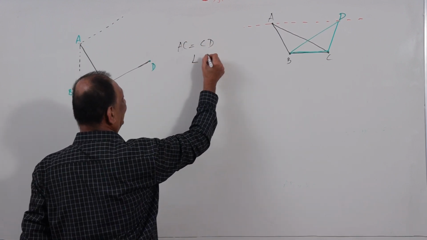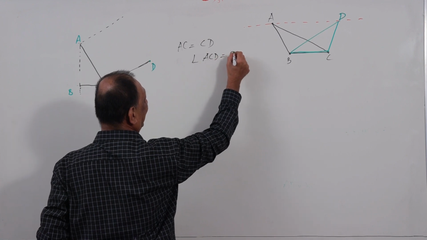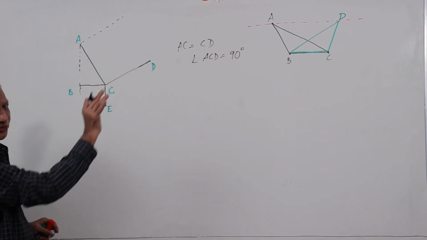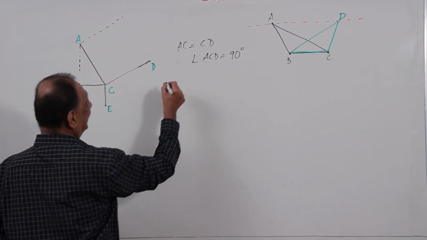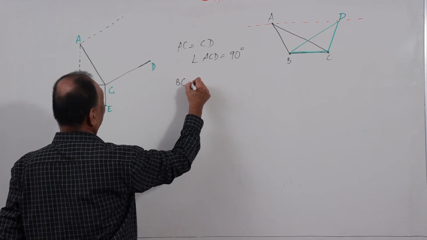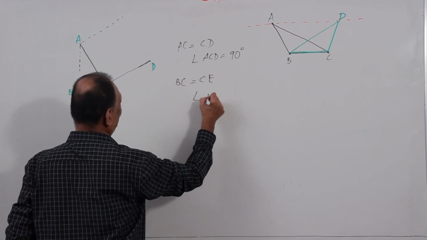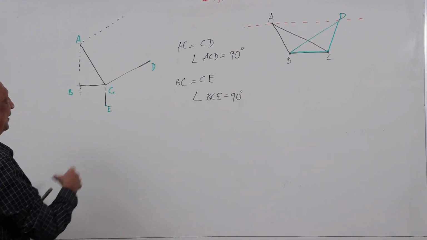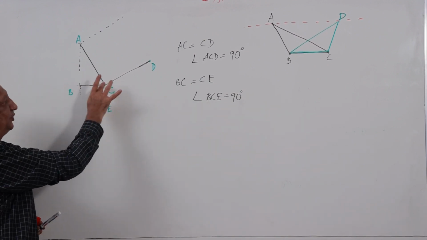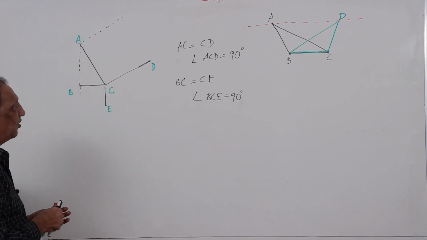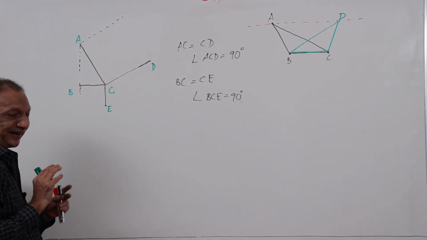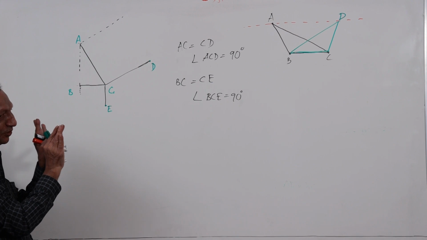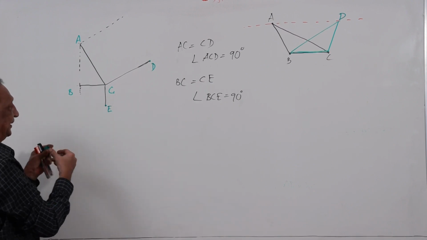And angle ACD is equal to 90 degrees, a right angle, because this is part of the square. Similarly, I got BC equal to CE and angle BCE is 90 degrees. Correct? So I got two angles which are 90 degrees and two sides which are equal to each other. Now, I want you to look at triangles out of which I am showing only two sides. The other side you have to visualize.